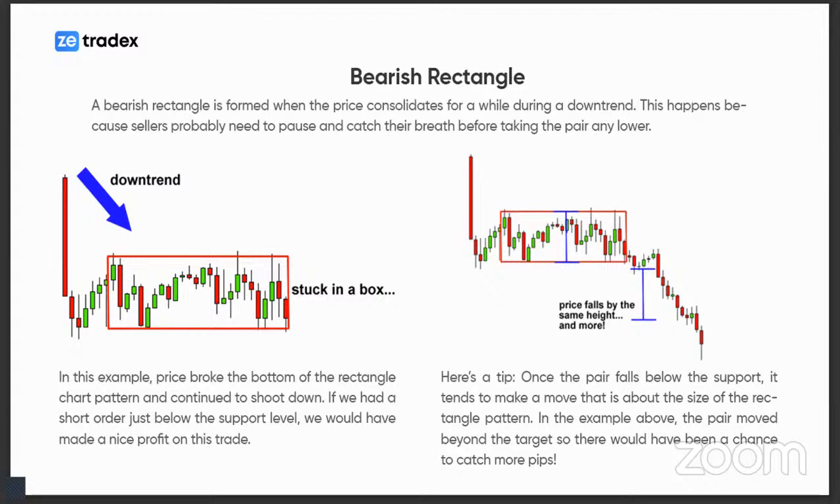In this example, the price broke the bottom of the rectangle chart pattern and continued to shoot right down. If we had a short order just below the support level, we would have made a nice profit on this trade. Now, here's a tip. Once the pair falls below the support, it tends to make a move that is above the size of the rectangle pattern. And in the example below, or rather above, the pair moved beyond the target, so there would be a chance to catch more pips, seemingly make more profits. Next page, please.